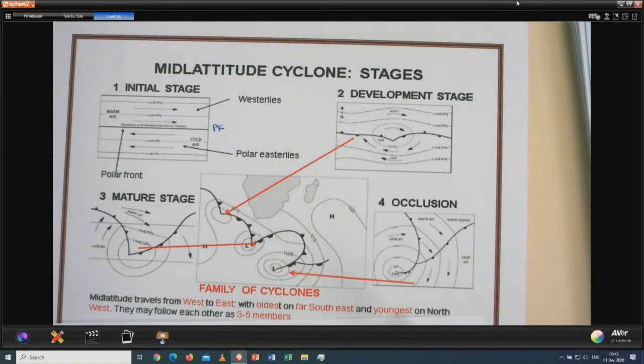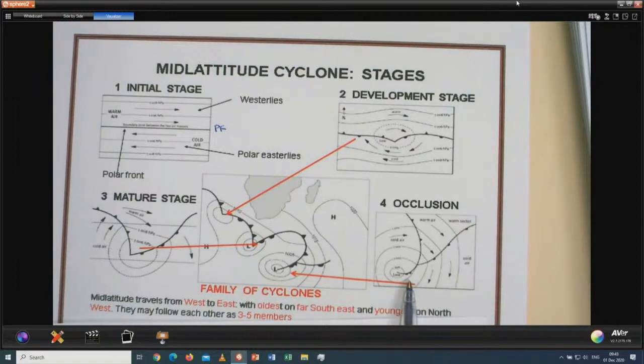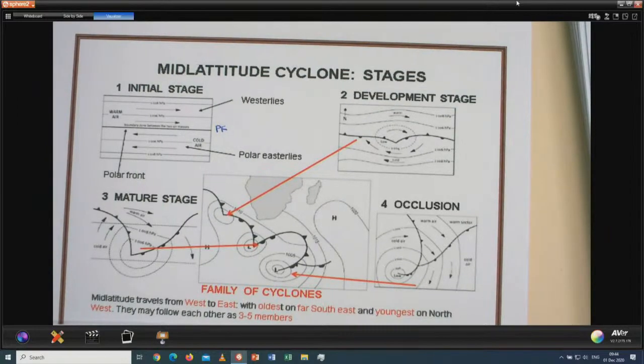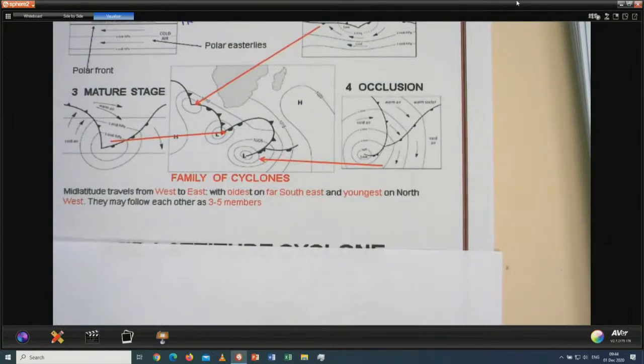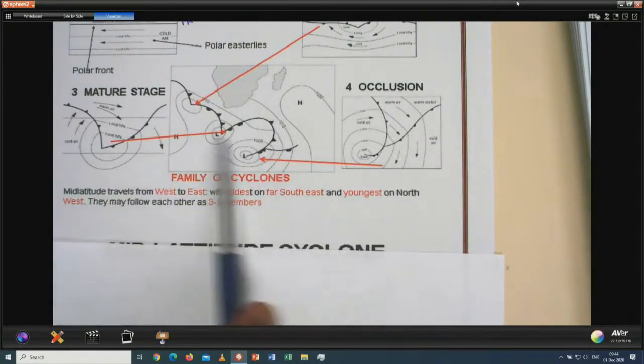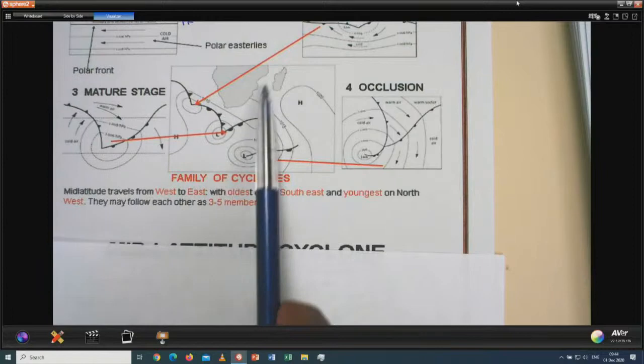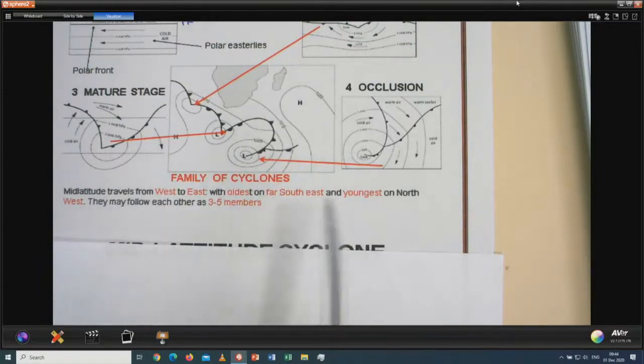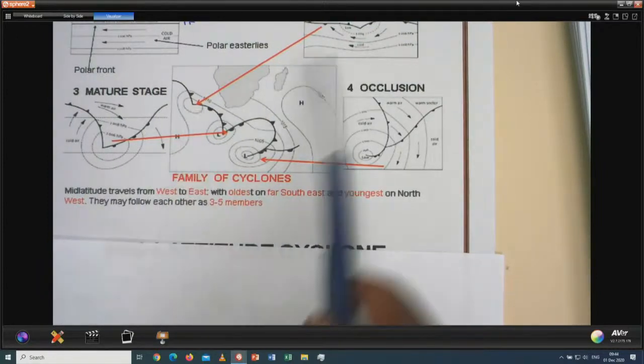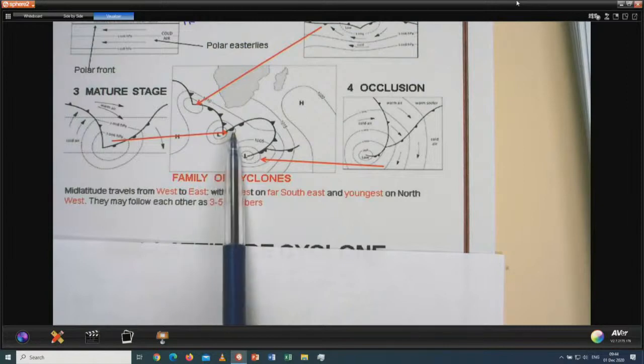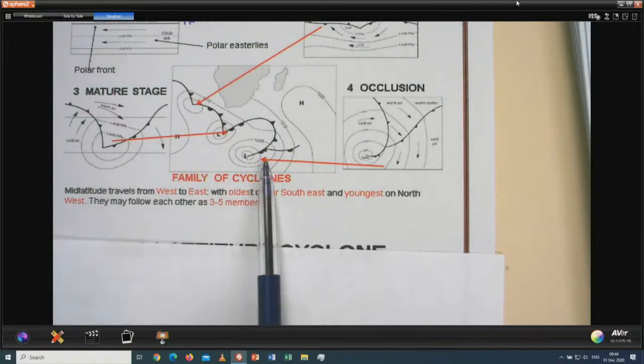So this is the occlusion stage. Occlusion occurs when the cold front has already overtaken the warm front. So let us look at this diagram that we are having here. This is the outline of South Africa. Madagascar is there. So here we have the development stage, here we have the mature stage, and here we have the occlusion or occluded stage.